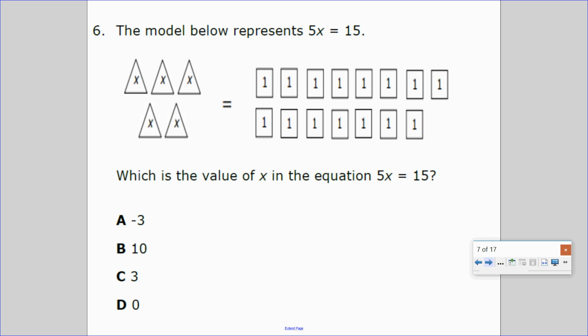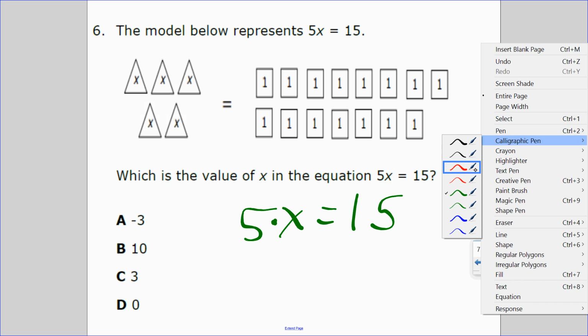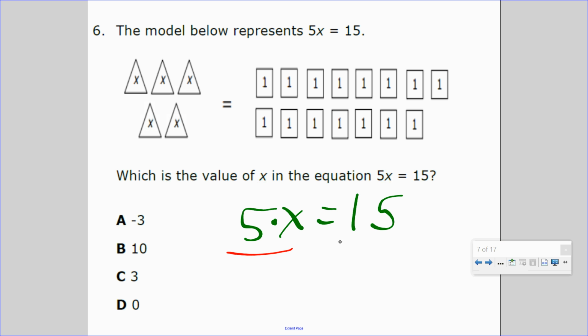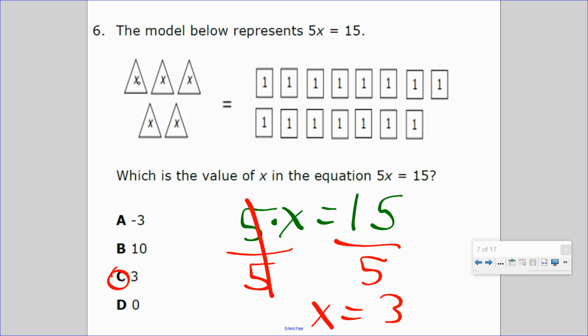Number 6. The model below represents 5x equals 15. What is the value of x in the equation? So I need to isolate x. What operation is this? Is this adding, subtracting, multiplying, or dividing? Hopefully you'll say it's multiplying. Draw a multiplication dot if you need to. What is the inverse operation of multiplication? Division. What number are you getting rid of? 5. This cancels. And what is 15 divided by 5? 3. To check your work, each x equals 3, 3, 3, 3, 3. That's 15.